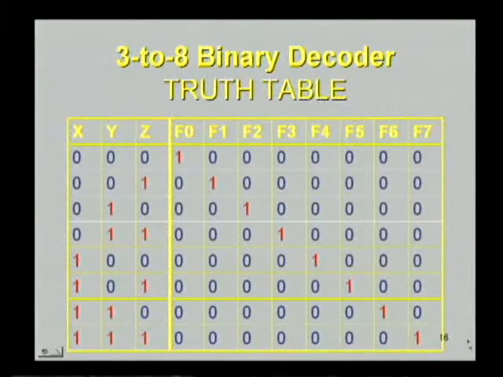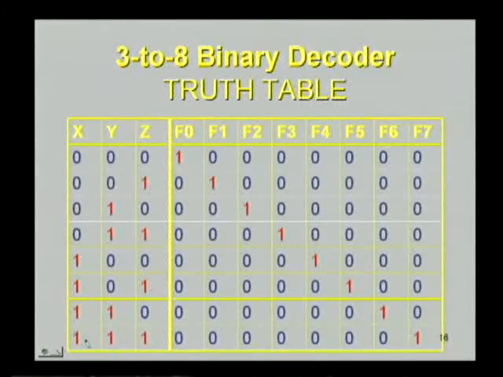And for the next combination 1 0 0, the fifth output F4 will be high and other outputs will be 0. For the sixth combination, that is 1 0 1, F5 will be high and other outputs will be 0. And for the 1 1 0 combination, F6 will be high and other outputs will be 0.